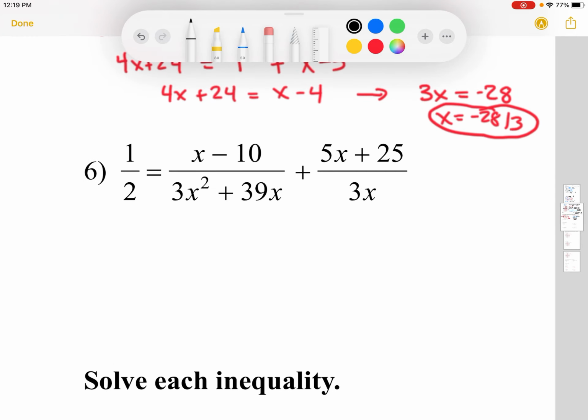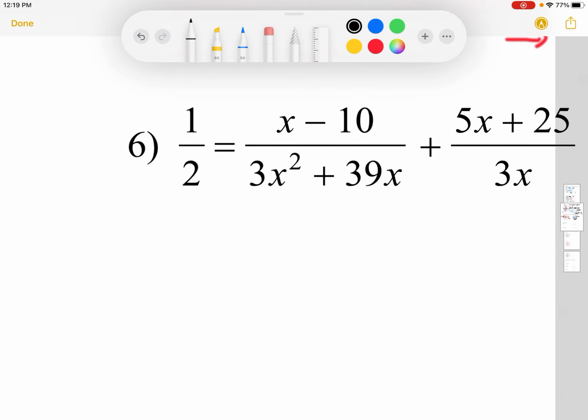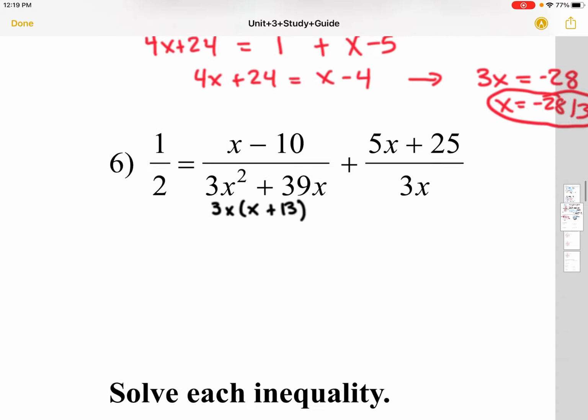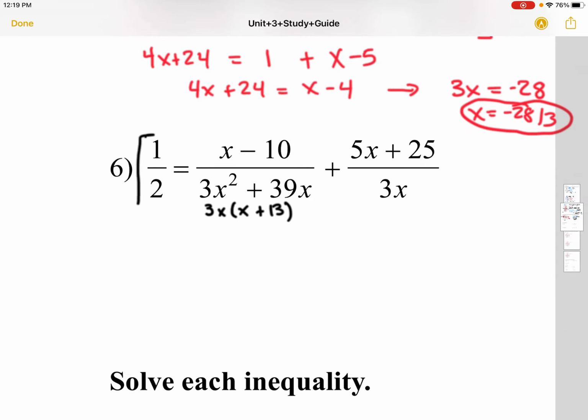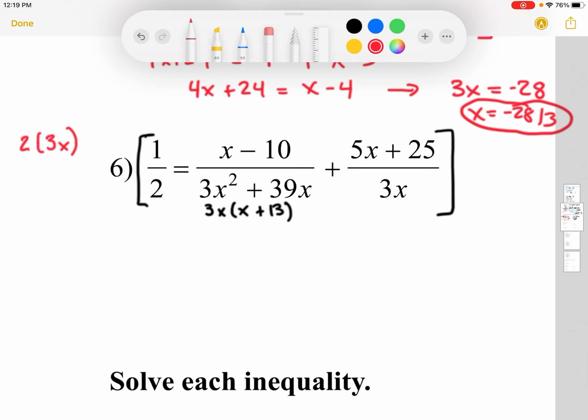So for number 6, let's make sure we have enough room. Zoom in a bit. We're just going to say this is 3x times x plus 13. So what we need to do is multiply the entire equation by, even though we can multiply 2 and 3x, I want you to see what we're multiplying. So we're multiplying by 2, by 3x, and by x plus 13.